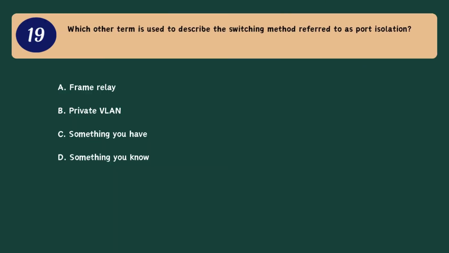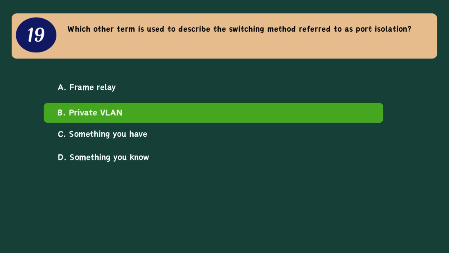Question 19. Which other term is used to describe the switching method referred to as port isolation? A. Frame relay. B. Private VLAN. C. Screened subnet. D. Site-to-site VPN. Correct answer. B. Private VLAN.